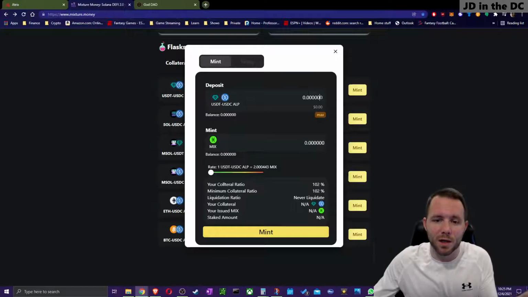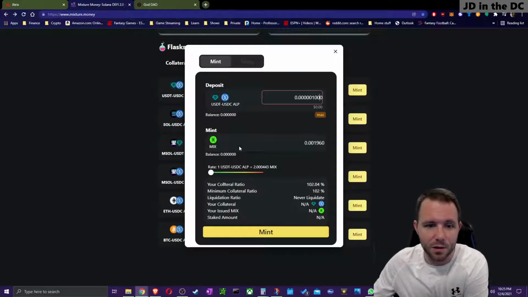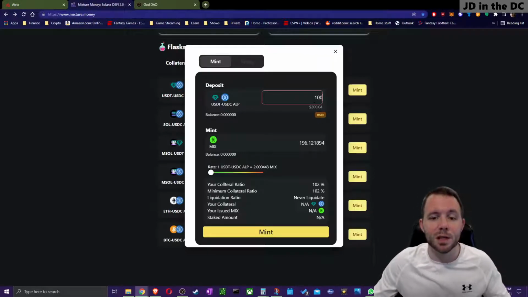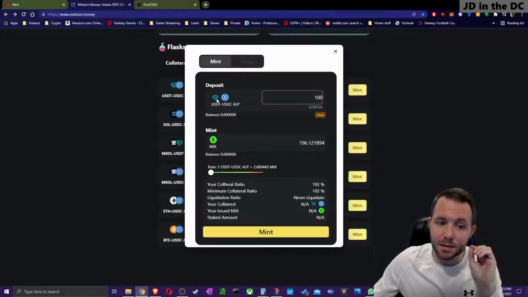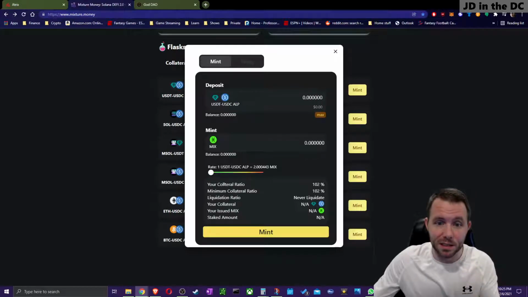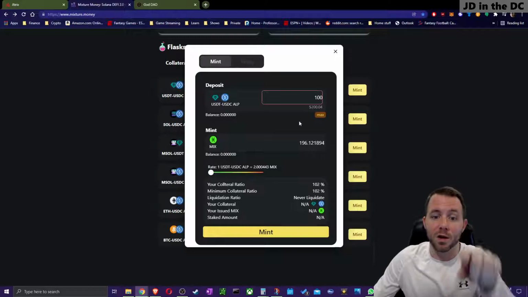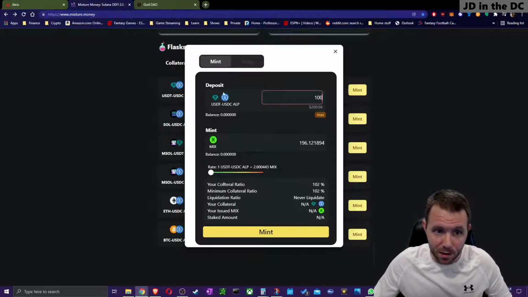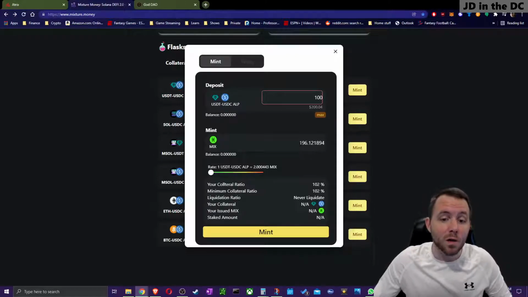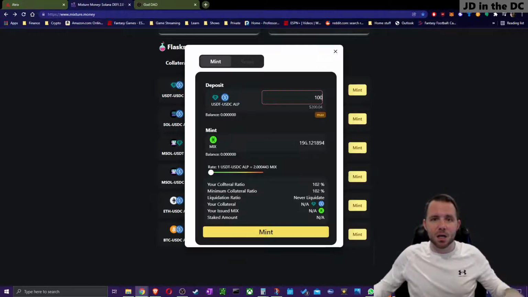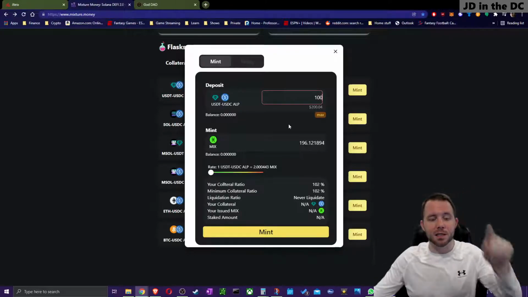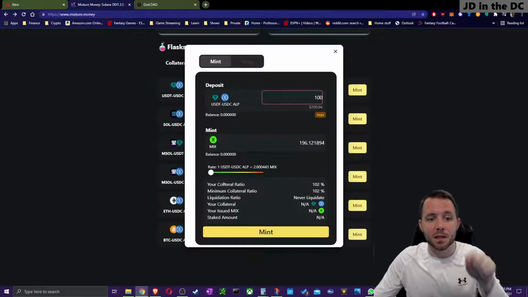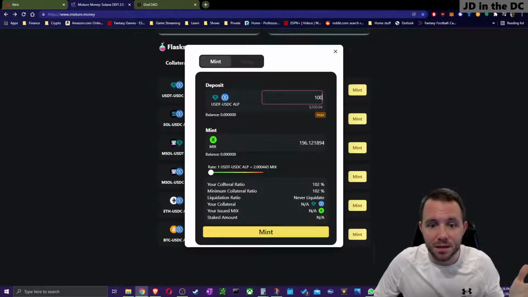But if you were to put in 100 LP tokens here, you can clearly see it says it's worth $200. So if I put in $200 worth of LP tokens, 100 of each, I could borrow up to 196 and never be at risk of liquidation, because these two pairs will always be $1.